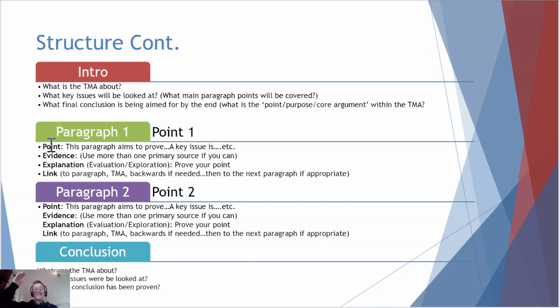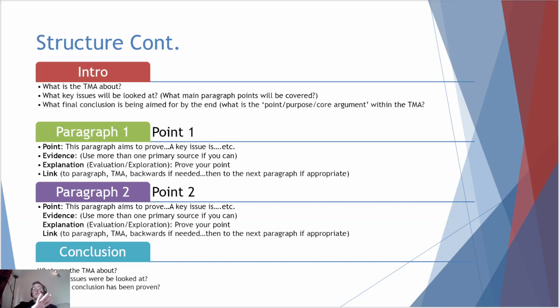I instantly write point, evidence, explanation, link, PEEL, down my page, however many times I know I've got for that essay. So for this essay, I know I've got 5 points to make to fit into the word limit. That's 5 paragraphs. So I would write PEEL vertically down my page 5 times. Now I know I need to fill those in. I've got 5 paragraphs to make, 5 PEEL paragraphs, 5 points.